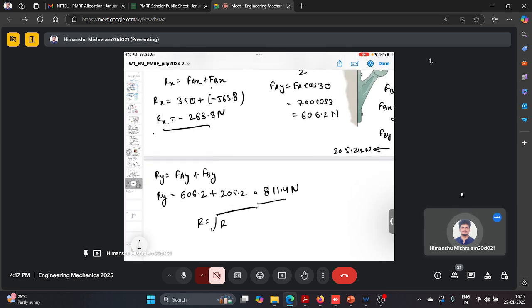So the magnitude of the resultant vector will be the square root of Rx square plus Ry square. So it will be 263.8 square plus 811.4 square.